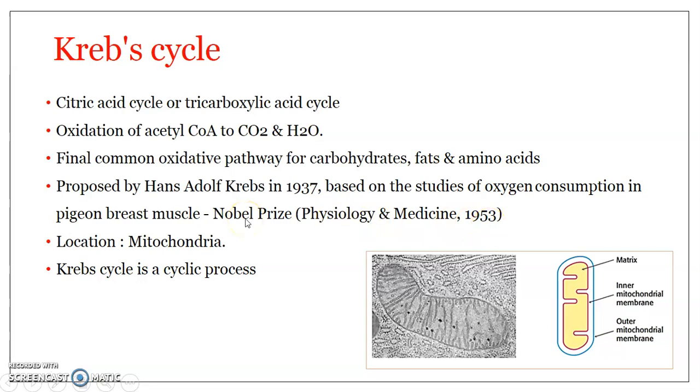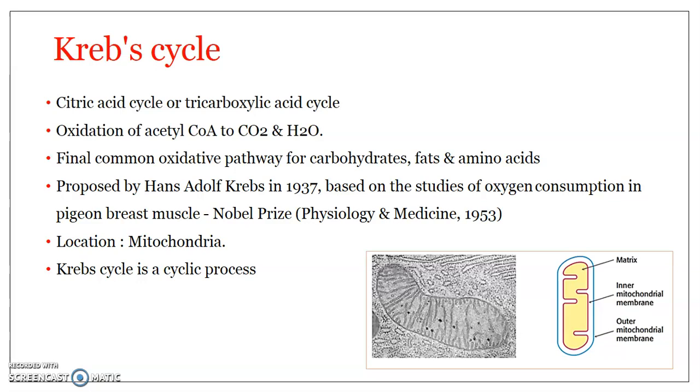We can see that this citric acid cycle accounts for about two-thirds of the total oxidation of carbon compounds. It is a final common oxidative pathway for carbohydrates, fats, and amino acids, and hence about two-thirds of the total oxidation of carbon compounds in most of the cells happens by the citric acid cycle.